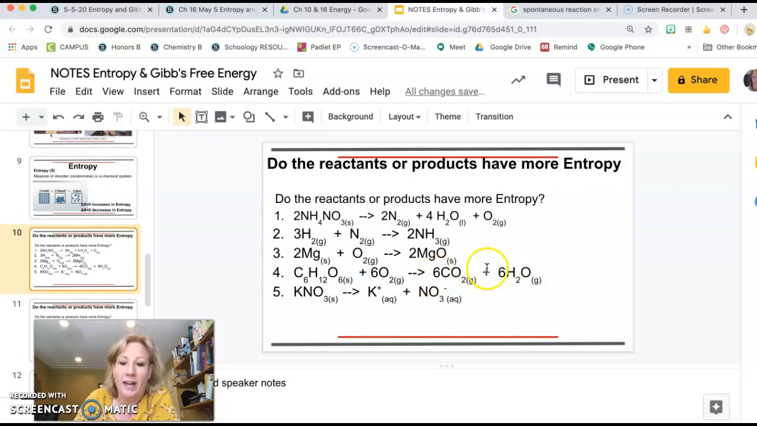There's 12 moles of gas on the product side and only 6 moles on the reactant side, plus a solid, which doesn't have much entropy. So for this one, the products would have more entropy. And then lastly, this is going to lead us into what we're going to be doing next unit: when we take an ionic compound and dissolve it in water, it becomes aqueous, AQ. So that increases in entropy too, because there's twice as many ions as there were when it was a solid.